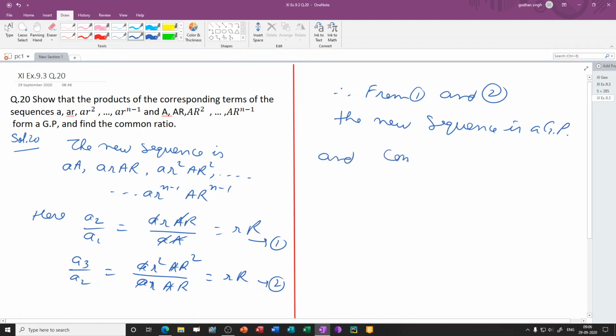And the common ratio equal to, here, because we have used R, we cannot use the small r, neither can we use this capital R. So let us take R dash equal to small r into capital R. So this is our common ratio, that is small r capital R. So with this, question number 20 is complete.